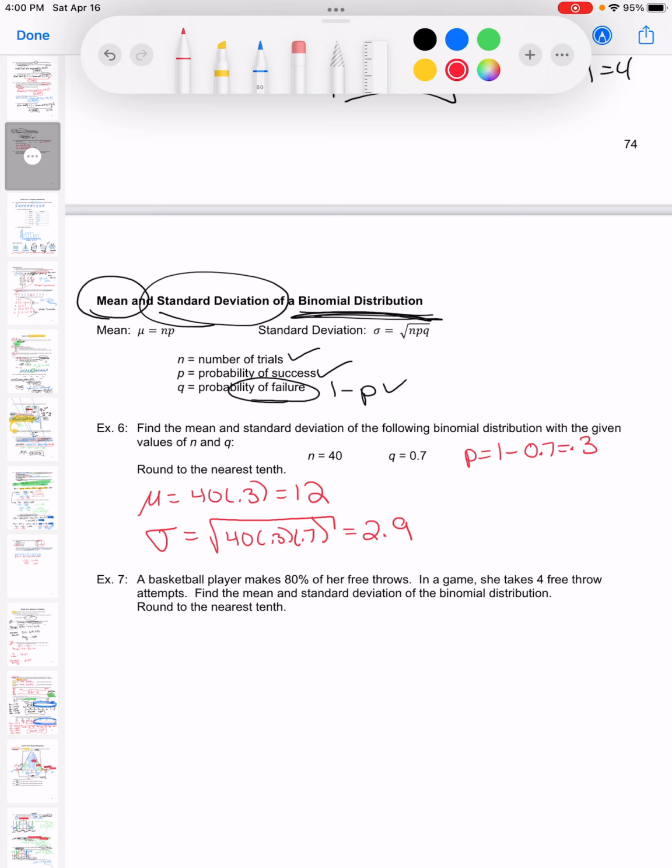Our last example here is going to work really similar, so go ahead and hit pause and see if you can figure it out. You need to know what n, p, and q are, and then you can figure out the mean and the standard deviation. So hit pause and give that a shot.